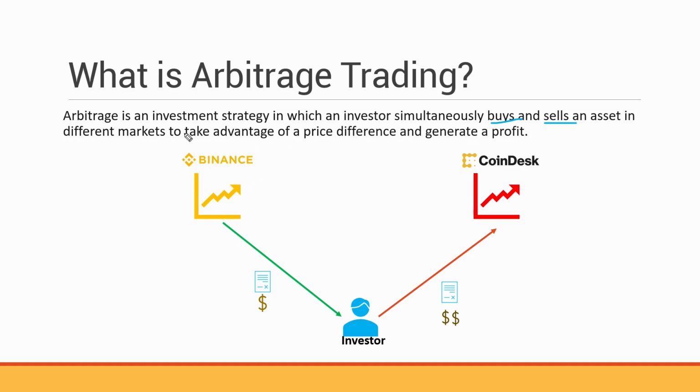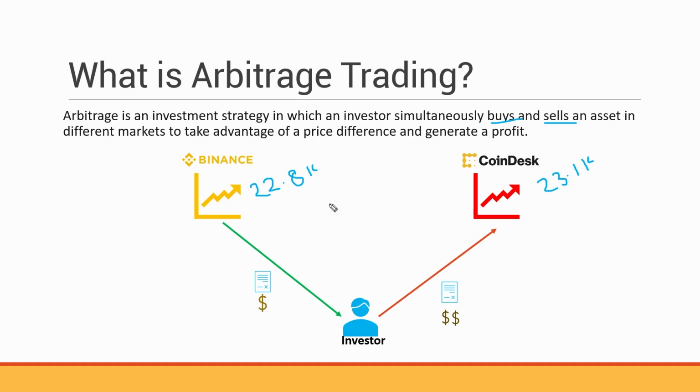So for example, if we take the example of Binance and CoinDesk, let's say you are able to buy Bitcoin at Binance at 22.8k, and if you are seeing on CoinDesk the Bitcoin is being sold at 23.1k, then the difference between 22.8 and 23.1 is $300.